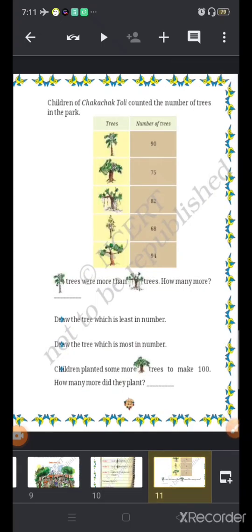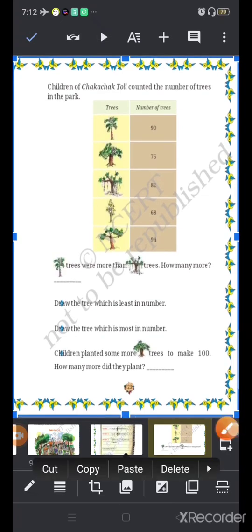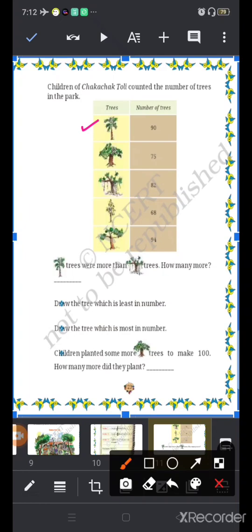On this page, what is given? Children of Chakachak Toli counted the number of trees in the park. What did they do? They counted the number of trees in the park. This tree, what is the number of this first tree? It is 90. Okay.